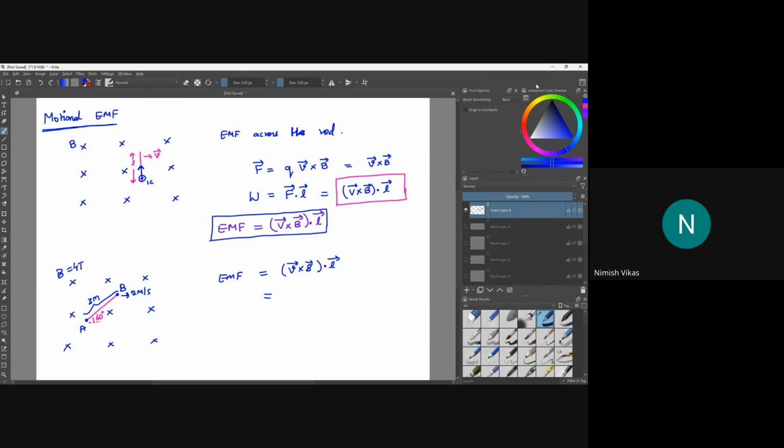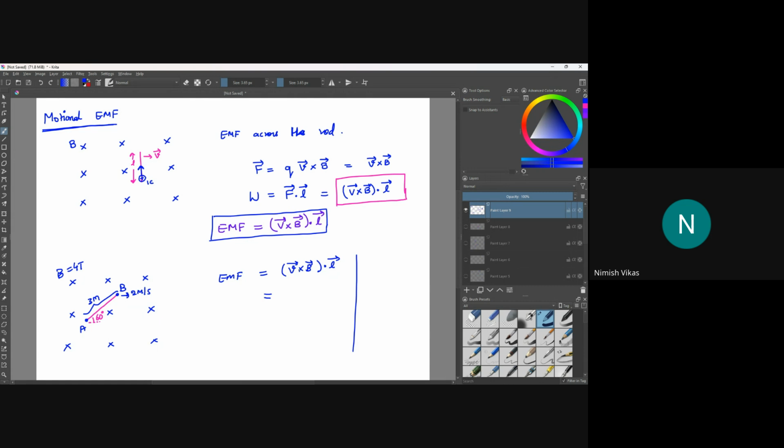Okay, so this particular question can be done in different ways. I'll just show you one way, then we'll also see another easier method. So V bar cross B bar dot L bar, right? We have the vectors ready with us. And first thing is we can find out V bar cross B bar. And V bar is horizontal, B is into the plane.